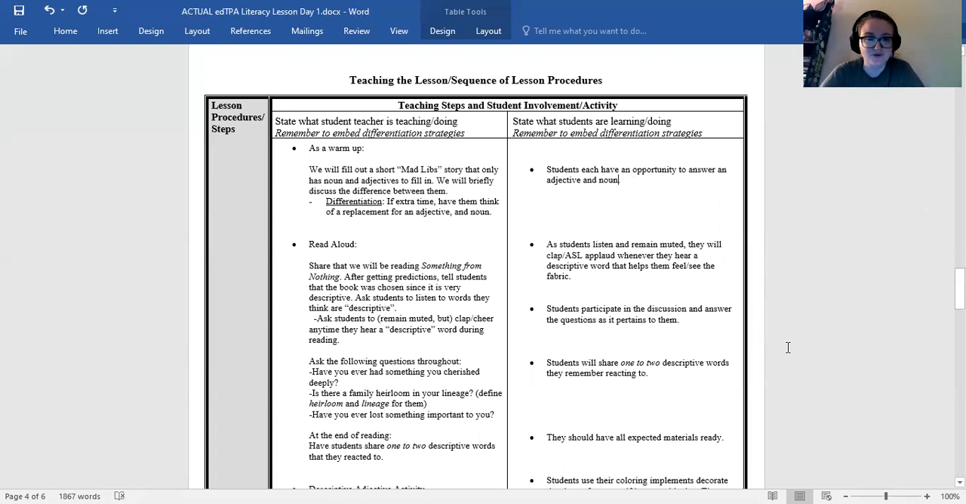All right, we're back. Read aloud. Everybody's favorite part. So this is where I would whip out the bad boy book. Show them the cover. Ooh, make predictions. And then I'll tell them that the book was chosen since it's very descriptive. So I have a link to me reading it.